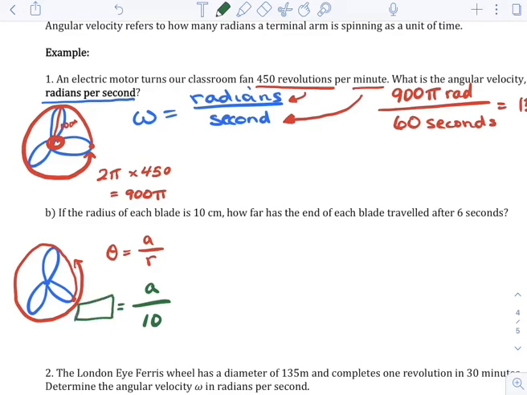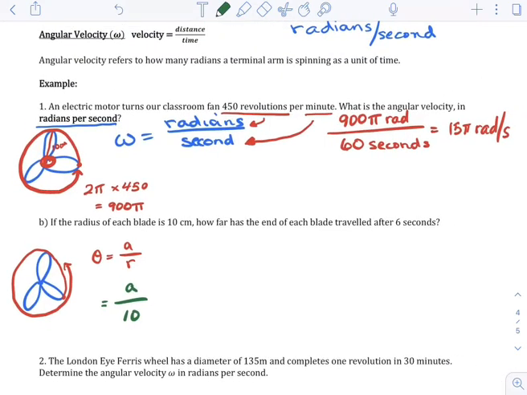So what I need to do is find out the amount of radians that our blade traveled in 6 seconds. So I know the speed of the blade is going at 15 pi radians per second. So if I multiply that by 6, because I want to know what it's going in 6 seconds, I know it's going 90 pi radians in 6 seconds.